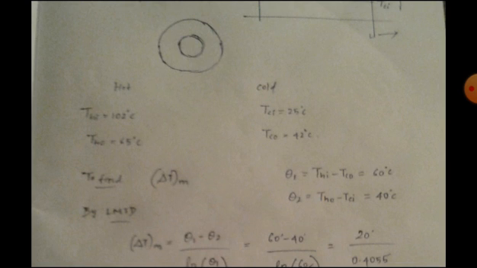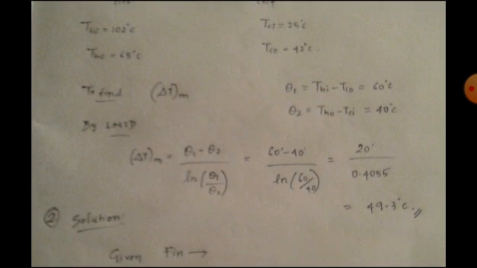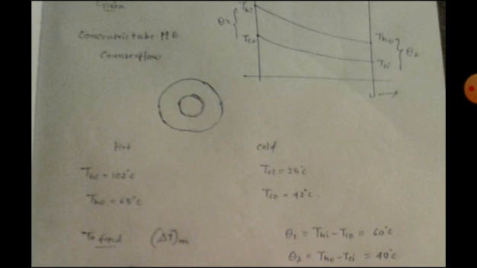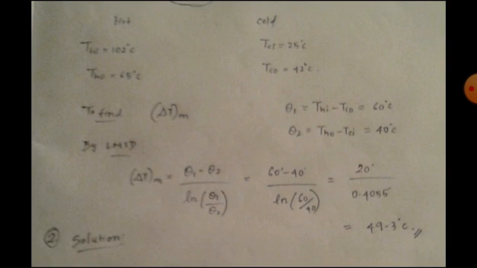Here the given data from the question is noted, hot and cold fluid separately, and all the inlet and exit temperatures are given. We have to find the del Tm, that is the logarithmic mean temperature difference. We know the formula: theta 1 minus theta 2 by ln of theta 1 by theta 2. Look at the graph. Theta 1 is the temperature difference at the left side of the graph, and theta 2 is the temperature difference at the right side. I am getting the values 60 and 40 degrees Celsius. Substituting in the formula, I am getting the answer as 49.3 degrees Celsius.